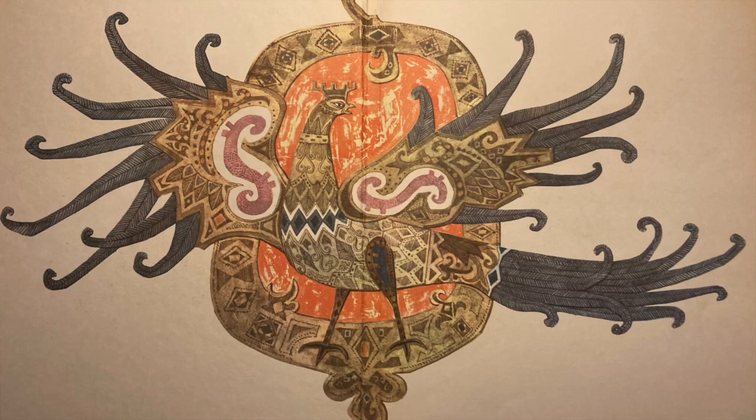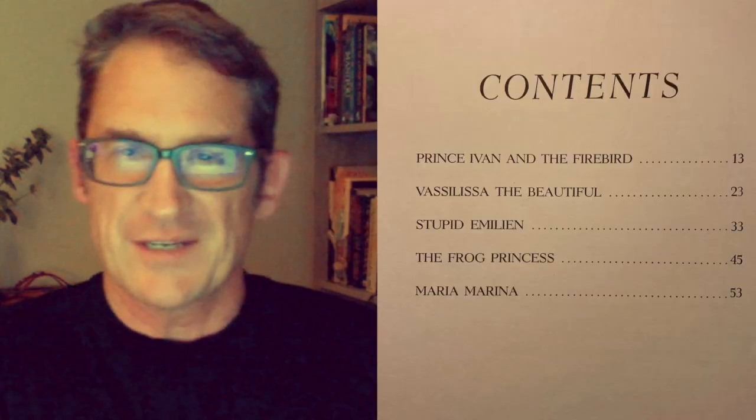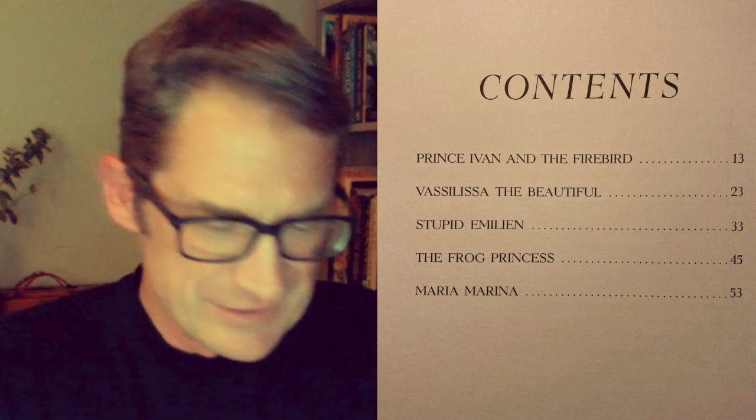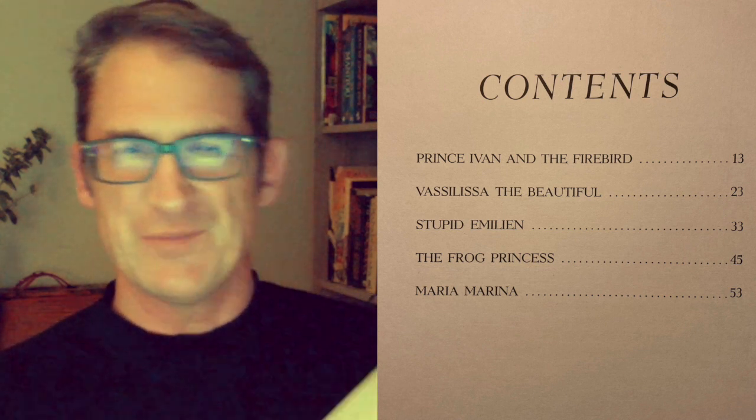So I'd like to read to you the story of Vasilissa the Beautiful, this version from the Russian fairy tales that I grew up with as a young boy. I loved this whole book, every single story in here. Let me find it. And I'll show you the pictures. I think it's the second one, right after Ivan and the Firebird. Okay, here it is, Vasilissa the Beautiful. Can you see that?